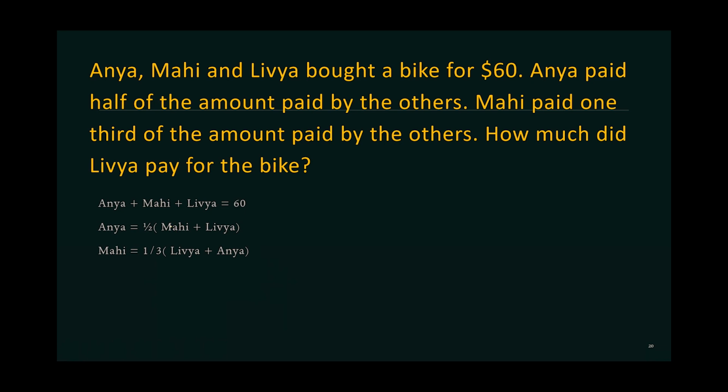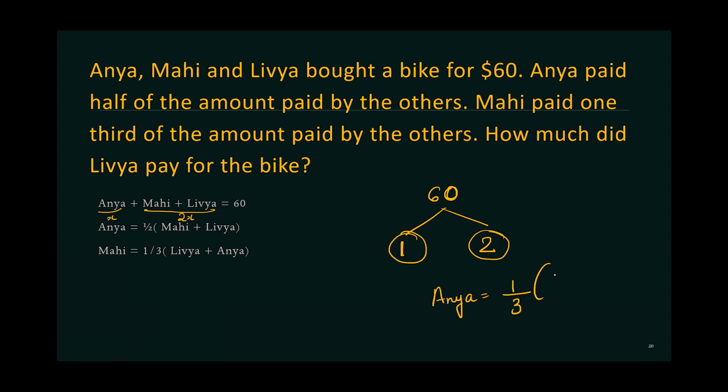So can I say, if Mahi and Livia had paid 2x, then Anya would have paid x, which means out of $60, the ratio in which Anya would have paid is 1:2. If others have paid 2, Anya has paid 1, which means Anya would have paid 1/3 of 60, which is $20.